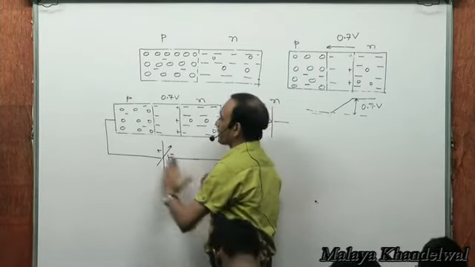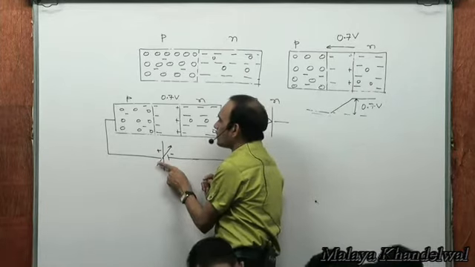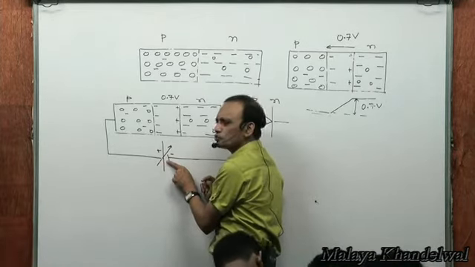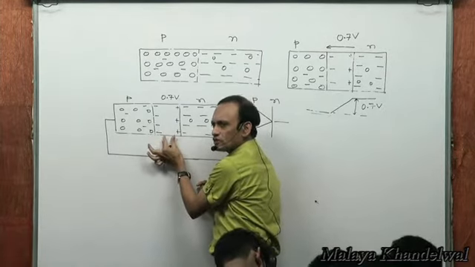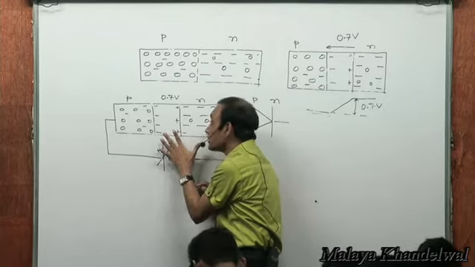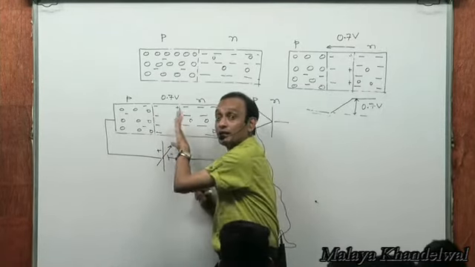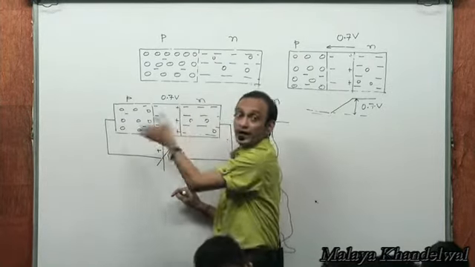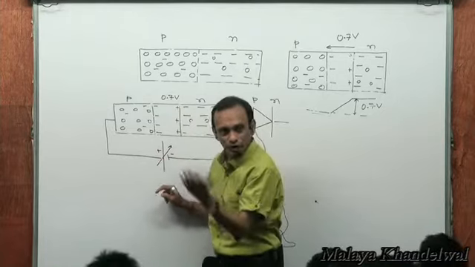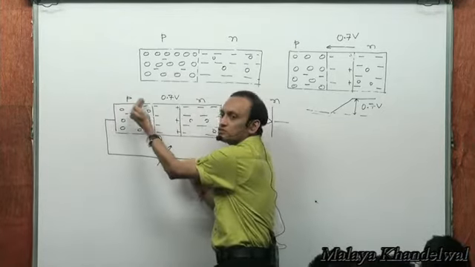So, eventually, when this goes from 0 to 0.7 volts, it's only shrinking of the depletion layer. But I'm not able to overcome this barrier. As long as this is less than 0.7 volts, I'm not able to overcome this barrier. And there will be no current. There would be no diffusion current. Diffusion would be opposed by an electric field from this region to this region.